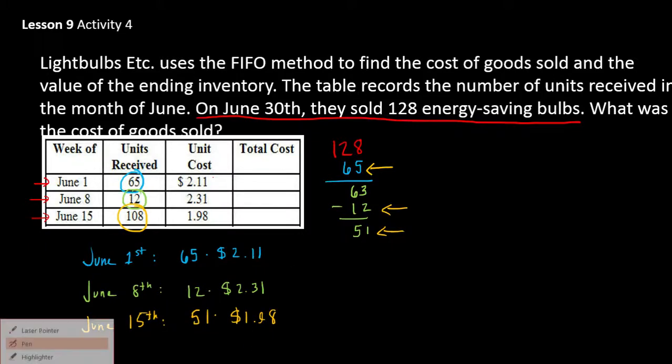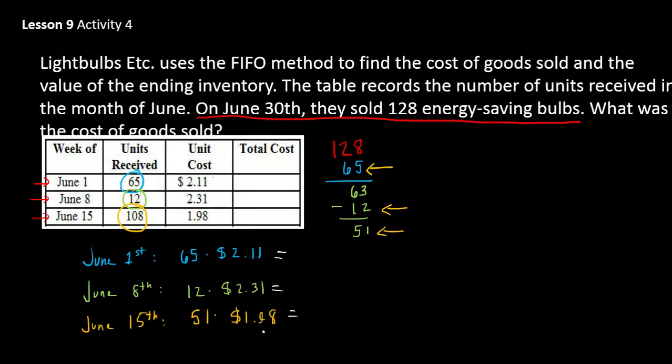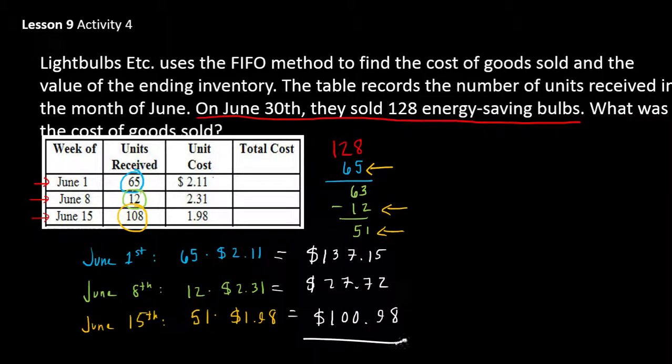Now I just need to total up all my cost of goods to figure out the total cost of goods sold. So 65 times 2.11, that inventory was worth $137.15. My June 8th inventory was worth $27.72, and my June 15th inventory was worth $100.98. If I total all that up, it tells me that I sold $265.85 worth of goods. So the total cost of goods sold is $265.85.